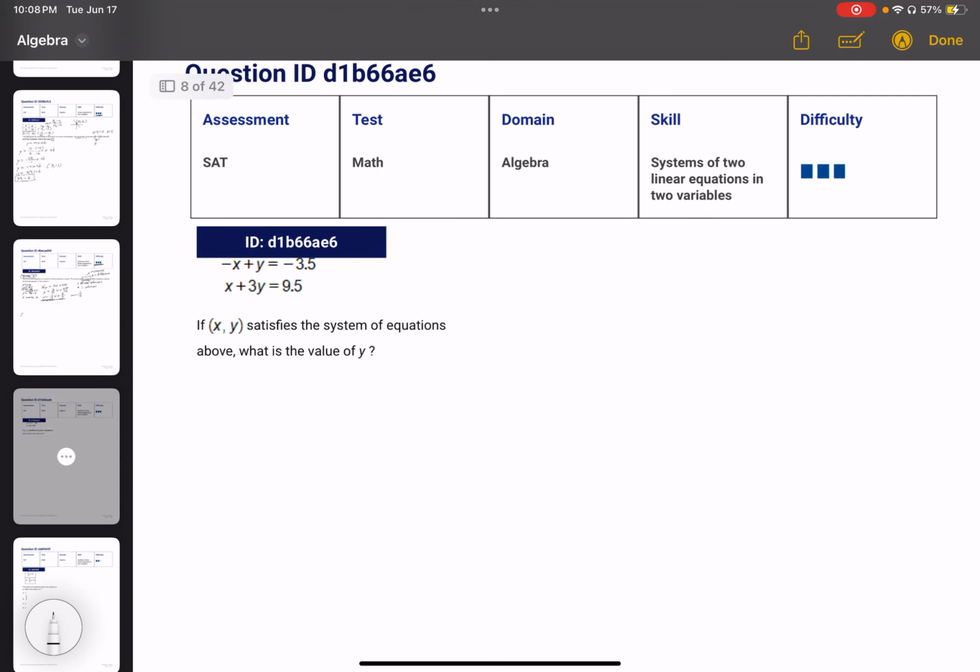Looking at our next problem, we have a system of equations again. If x comma y satisfies the system of equations above, what is the value of y? So remember, when it gives you these systems of equations, we're always adding them and trying to isolate for a variable. So here, it gave us kind of an easy setup. I'm going to write it down again. You should too, since you're going to have to do it on paper anyways. You can write on the screen.